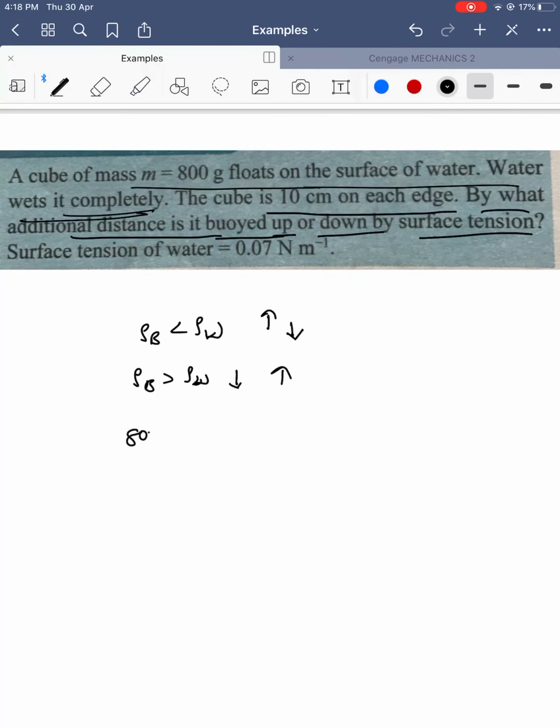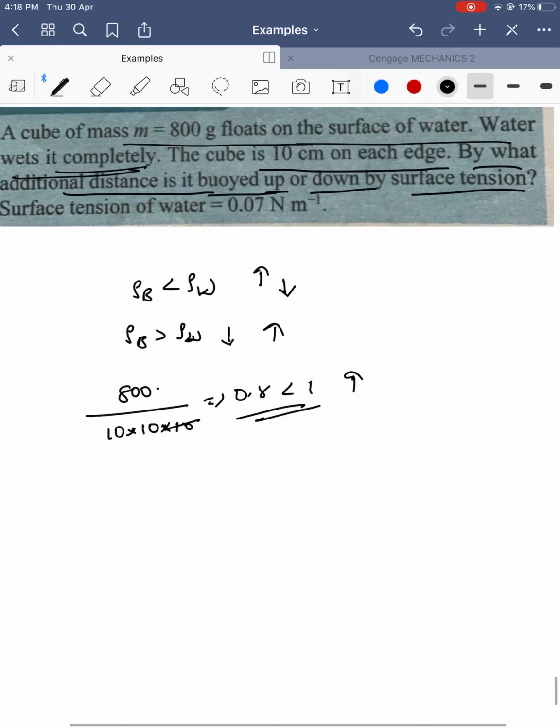So density is 800 divided by 10 cubed, since it's a cube, 10 into 10 into 10, and it is equal to 0.8. It floats in water. 0.8 is less than 1, as water density is 1 gram per cc. So the body tends to go up, but the surface tension will act in the downward direction.